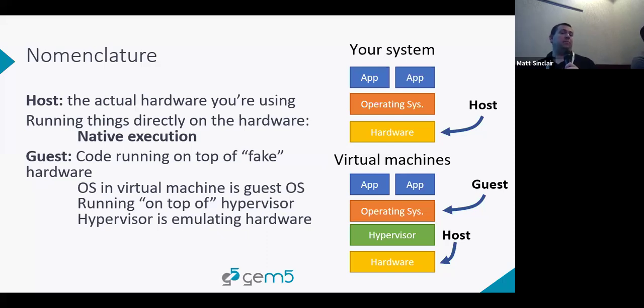In comparison, a guest refers to when the code is running on top of, if you will, a fake piece of hardware. Usually what this means is we have the OS running as a guest OS in a virtual machine, so something like VMware would come into play here. We're running that OS on top of the hypervisor, which is emulating the hardware. So the host would still be that yellow box at the bottom, but now we have this green layer for the hypervisor that's interposed between the application, the operating system, and the underlying hardware.